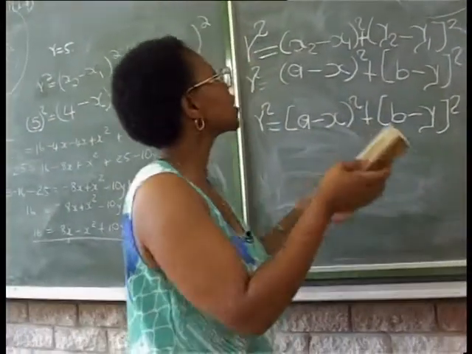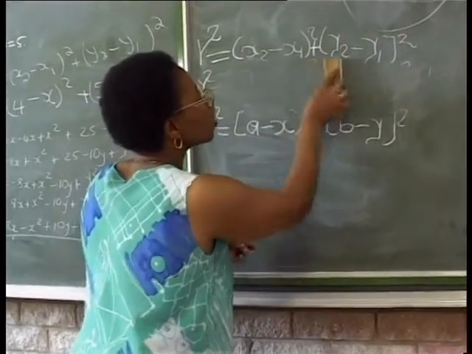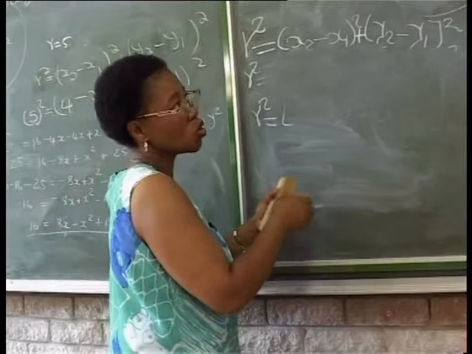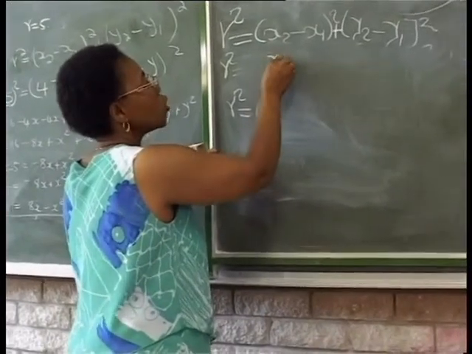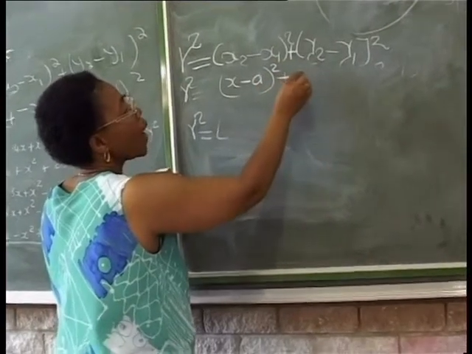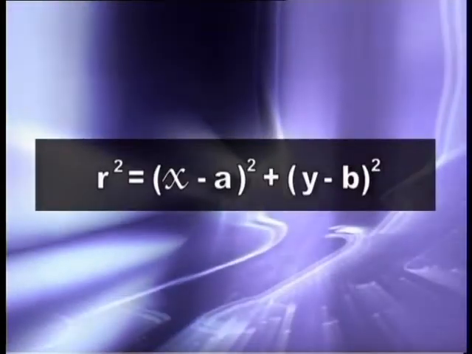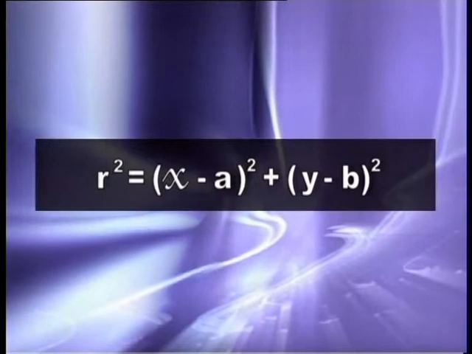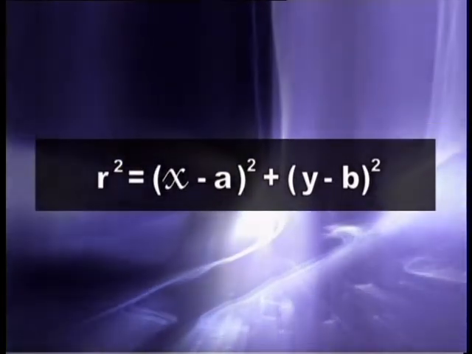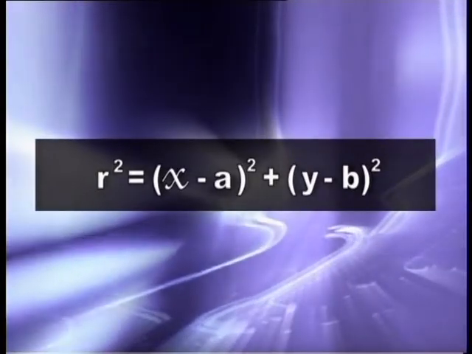The teacher now rewrites the formula he has developed in its standard form using a, b as x1, y1 and x, y as x2, y2. After substitution, the teacher comes up with the equation r squared equals the square of x minus a plus the square of y minus b.